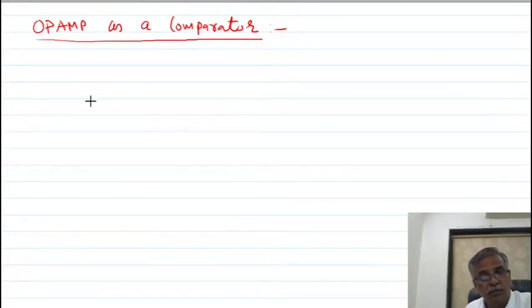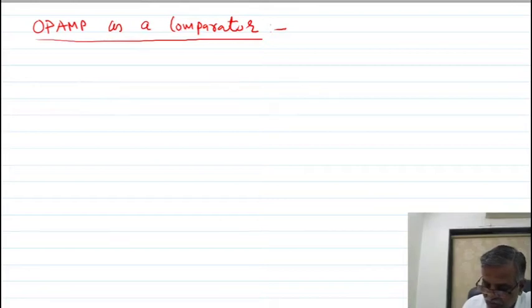In an op-amp comparator, the input signal given to one terminal of the op-amp is compared with another reference voltage given to the other terminal. In open loop operation, the output is always very high. In open loop operation of the op-amp, the output is either plus VCC or minus VCC. It is known as the saturated voltage.